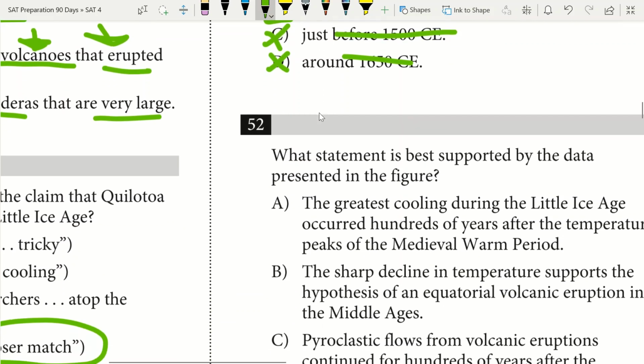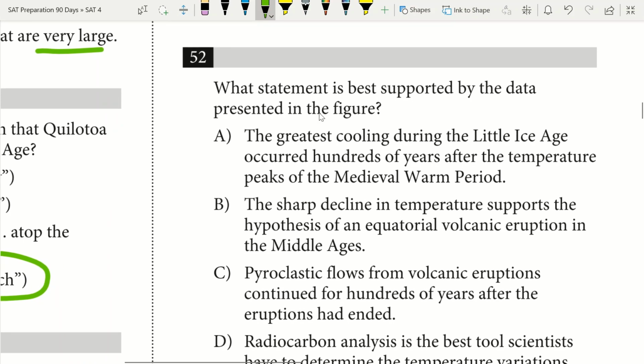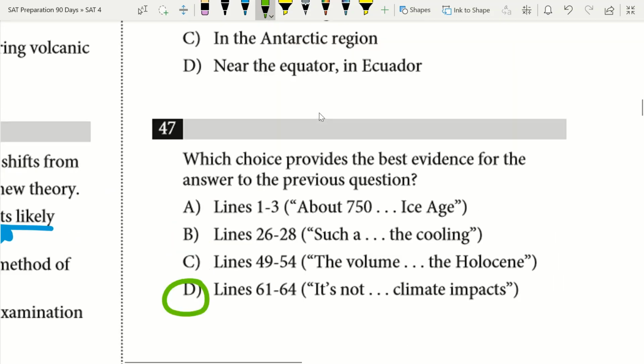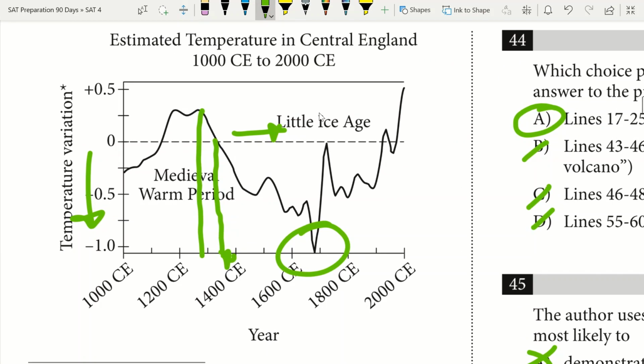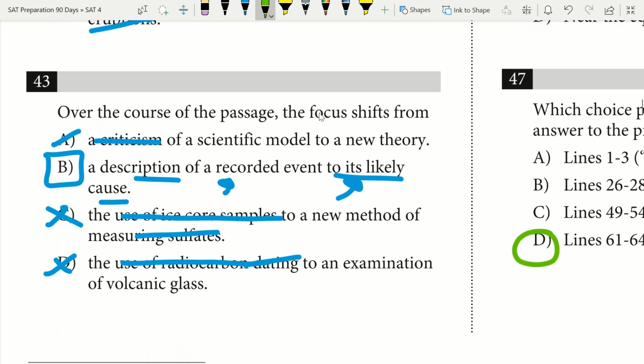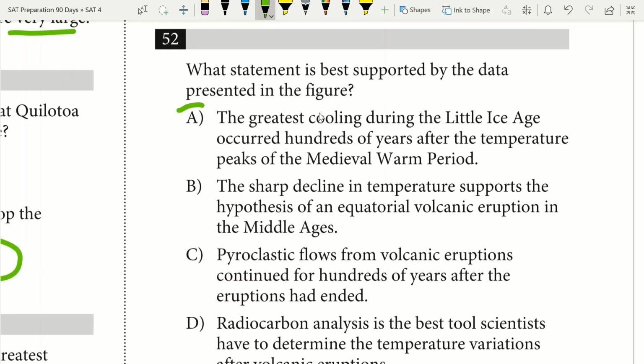All right, now we got 52, which statement is best supported by the data in the figure. At this point, we just got to go through our statements, starting with A. So we have the greatest cooling during the Little Ice Age occurred hundreds of years after the temperature peaks of the Medieval Warm Period. Well, let's take a look. We see that our peaks in the Medieval Warm Period occur right around 1200. So we go from right around 1200 to our greatest trough, or our greatest decline, which is right around 1650. So that is hundreds of years after, so therefore my answer would have to be A for number 52, because that is a true statement that's supported by the data presented in the figure. So my answer would be A for 52.